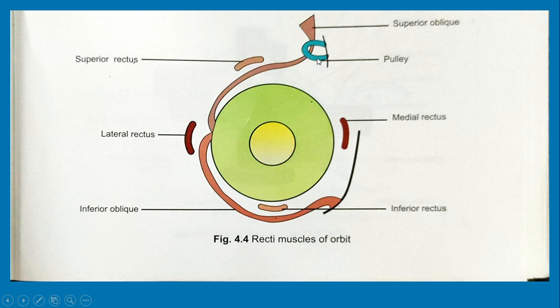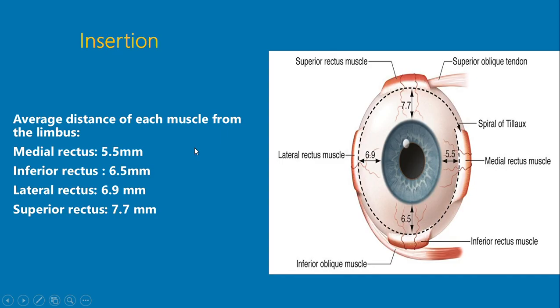Superior oblique passes inside a pulley. Can you see the pulley? It passes inside a pulley before insertion. And this is inferior rectus acting in relation with the lateral rectus. Okay. So this is insertion, the distance of insertion of each muscle from the limbus.